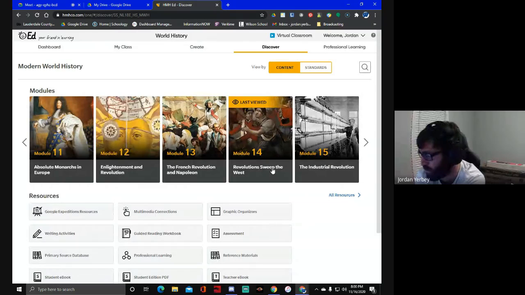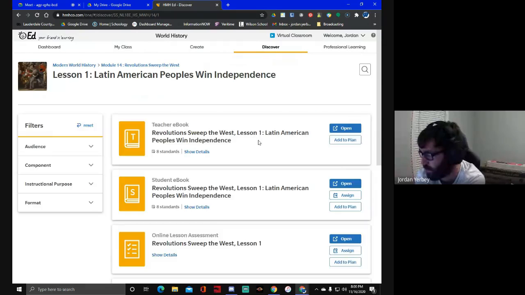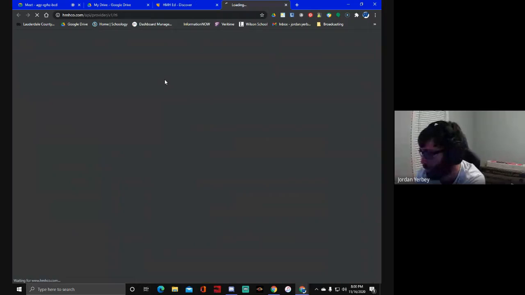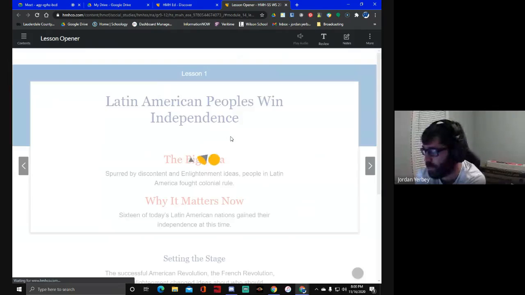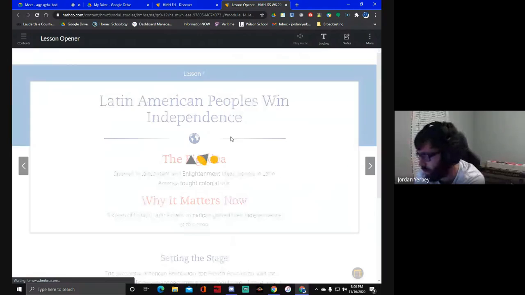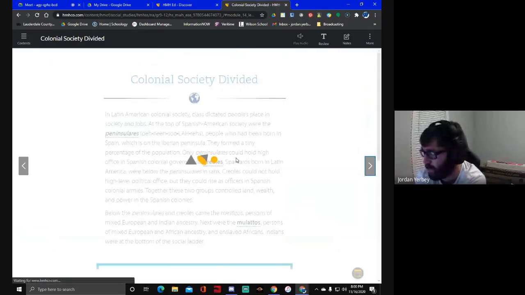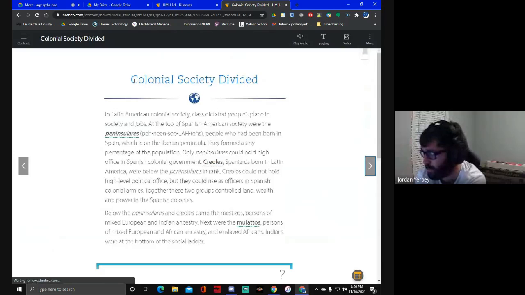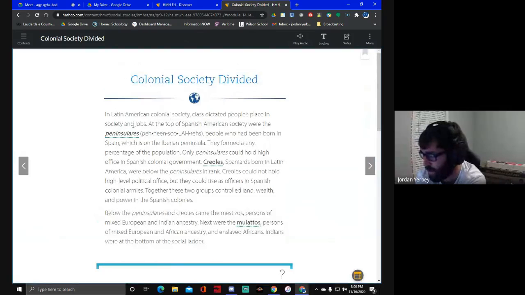Once you get here, you will see that you need to go to Module 14, Revolutions Sweep the West. And then you go into Lesson 1, and then you'll find your book, student ebook. You open it up, and you can read the setup and all of that, and then you can click down here. The first one is Colonial Society Divided, and this is what most of us read in class today as part of our bell work.